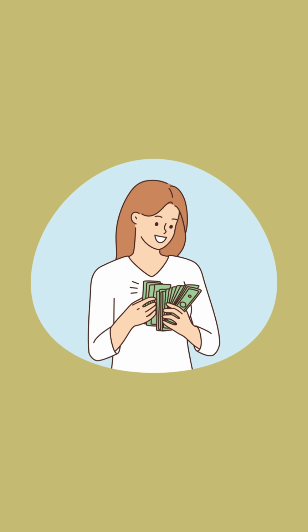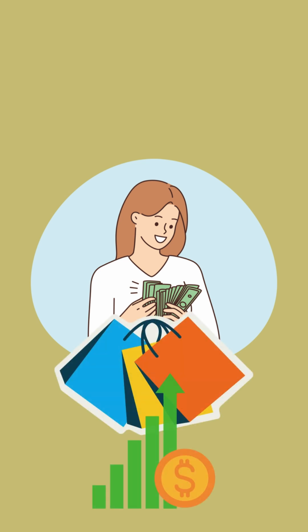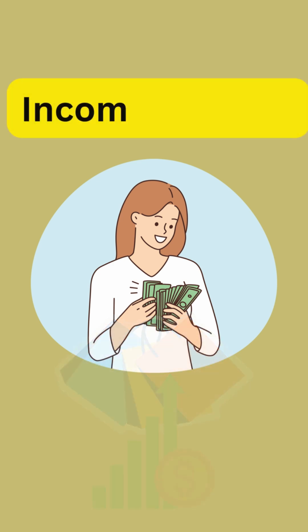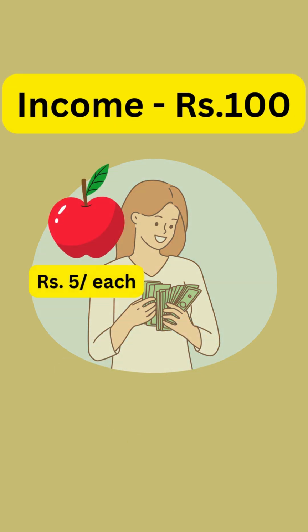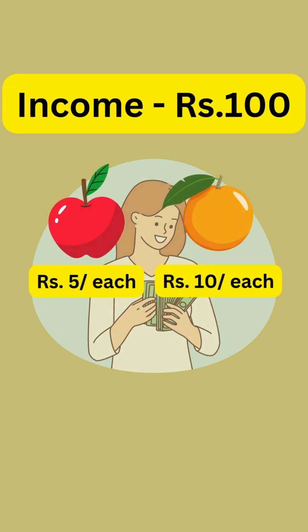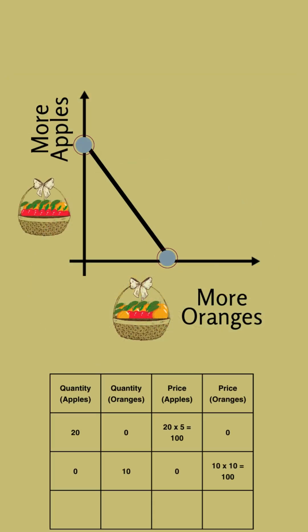The income effect measures how a consumer's consumption changes when their income changes, holding prices constant. Imagine you have 100 rupees to spend on apples and oranges. Apples cost 5 rupees each, and oranges cost 10 rupees each. With 100 rupees, you can buy 10 apples and 5 oranges. This point is on your budget line.